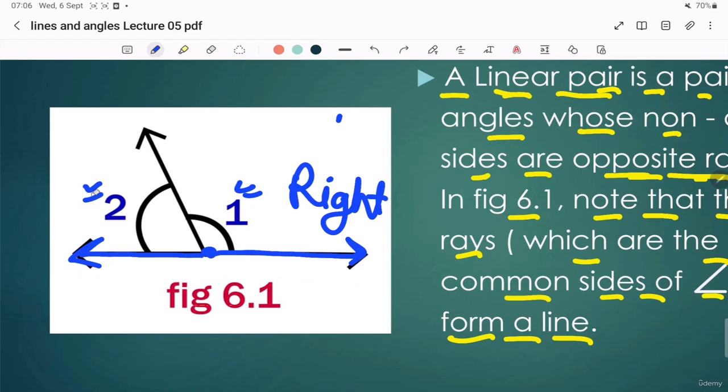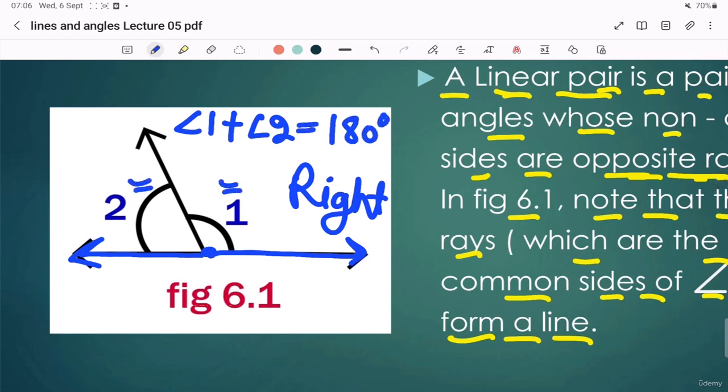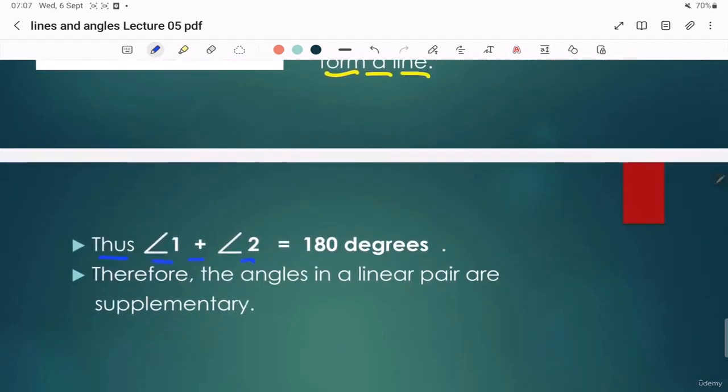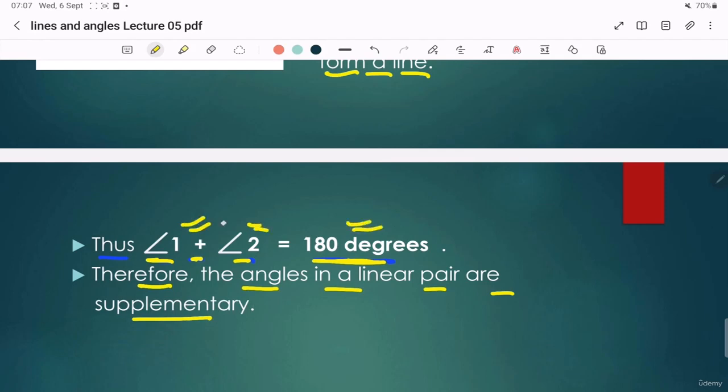And what is special about a linear pair is that the sum of angle 1 and angle 2 is 180 degrees. That is, angle 1 plus angle 2 is equal to 180 degrees. These two angles are supplementary. Therefore, angles in a linear pair are supplementary. As the sum of these two angles is 180 degrees, these angles are supplementary angles. We have already seen what supplementary angles and complementary angles are.